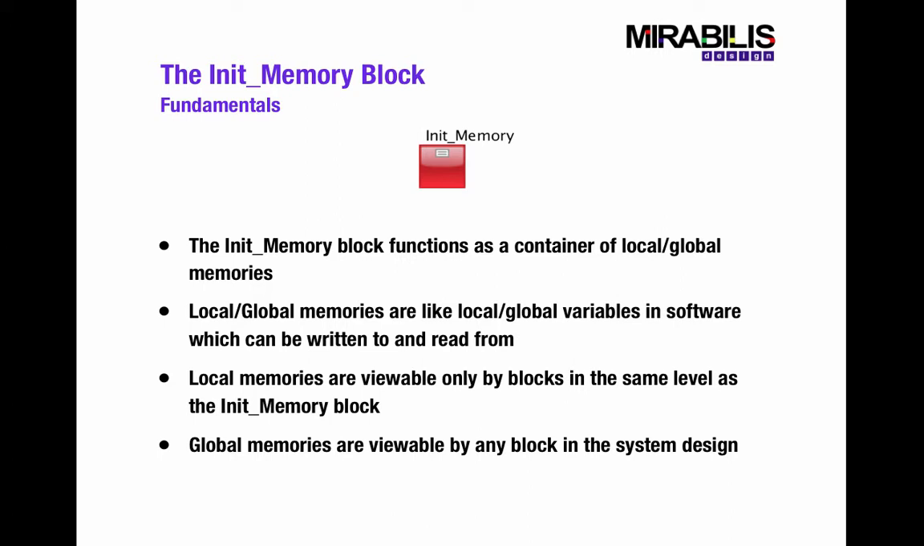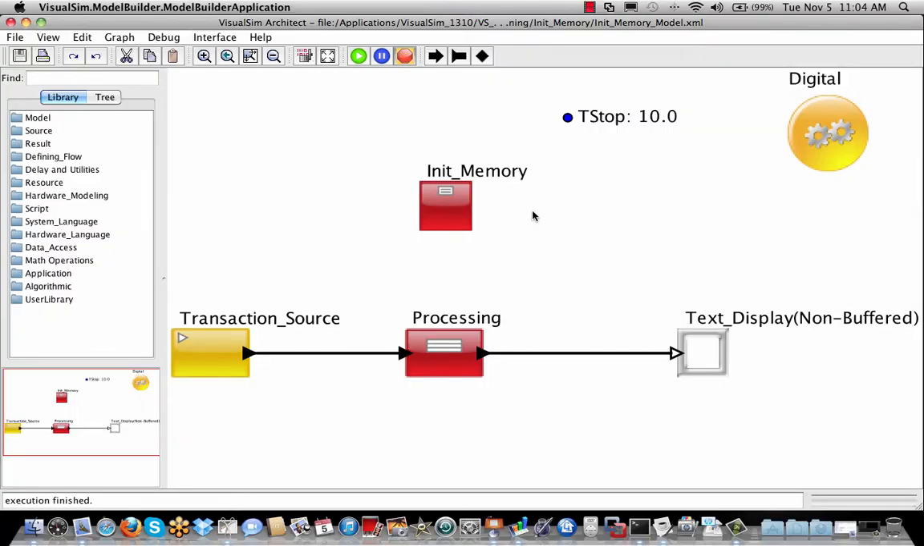Local memories in the init memory block are only viewable by the blocks at the same level as the init memory block itself. Global memories are viewable by any block in the system design. Consider the following block diagram. It consists of a transaction source, which will generate a transaction sent to the processing block, and once the processing block has executed its statements, it will be output to the text display.